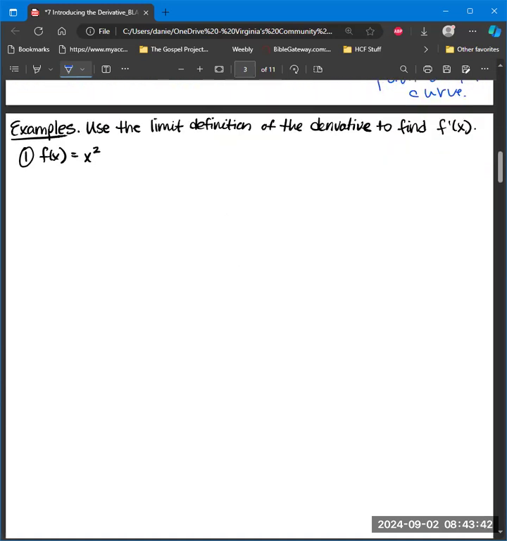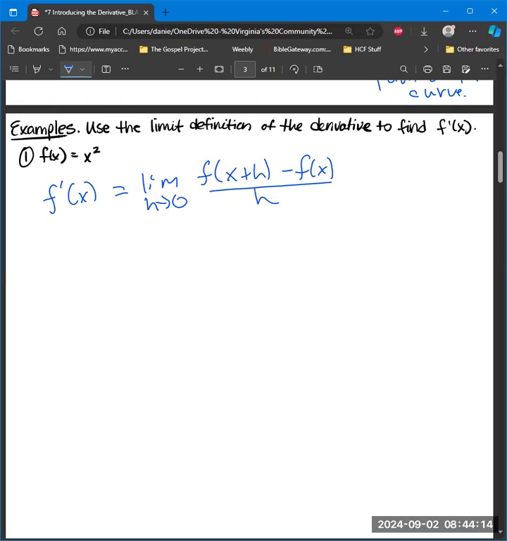So let's do some examples here where we use the limit definition of the derivative to find f prime of x. For f of x is equal to x squared. Notice that we were not given a specific value to find the slope at, so we're using definition number 1, the generic definition, that f prime of x is equal to the limit as h goes to 0 of f of x plus h minus f of x divided by h.